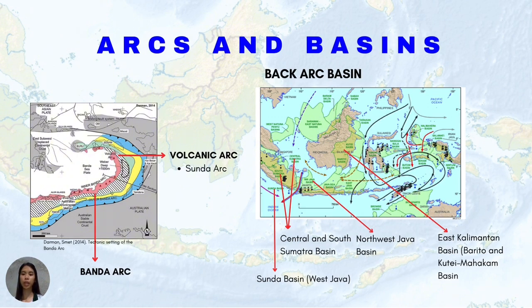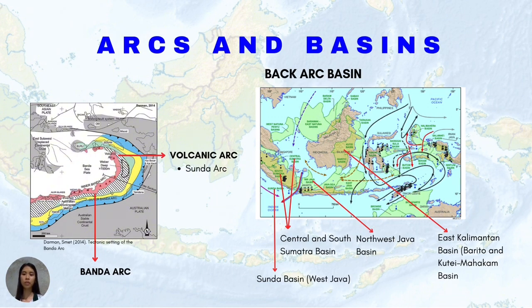Next is the Banda arc. It is a U-shaped arc resulting from the complex collision between the Australian plate and Southeast Asian microplates. It is divided into inner volcanic arc, outer arc ridge, arc-related basins, and trench system. It is defined by the Banda orogeny caused by continental arc collision.